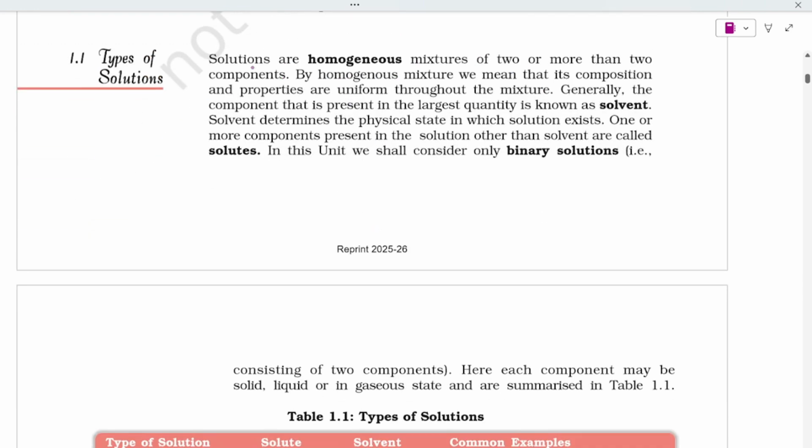Now let's see the types of solutions first. There are mainly two types of solutions, homogeneous and heterogeneous, as we all know from before. Solutions are homogeneous mixtures of two or more components. See, they are mixtures of what? Two or more components. By homogeneous, we mean that their composition, remember the word composition, and properties are uniform throughout the mixture, meaning they are the same. Homo means same.